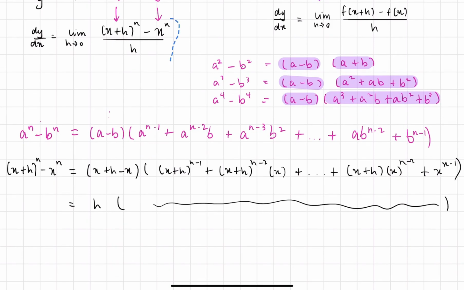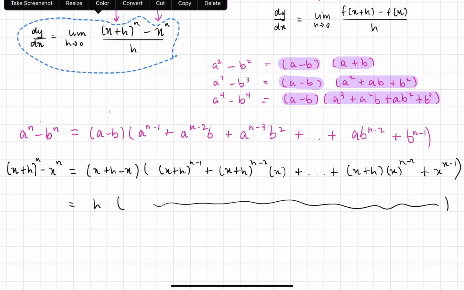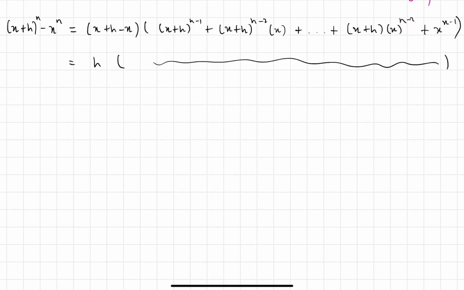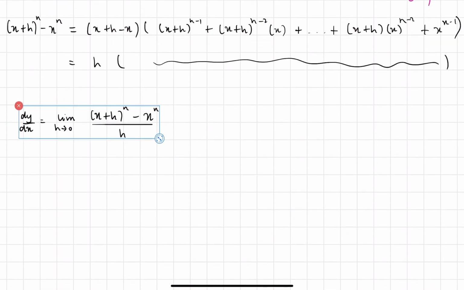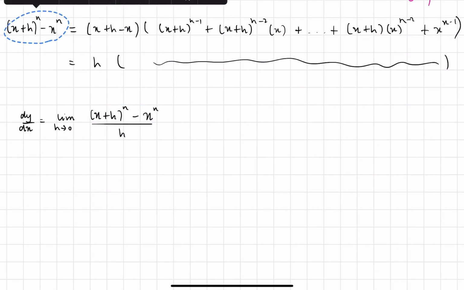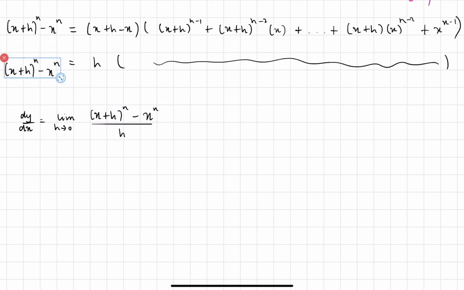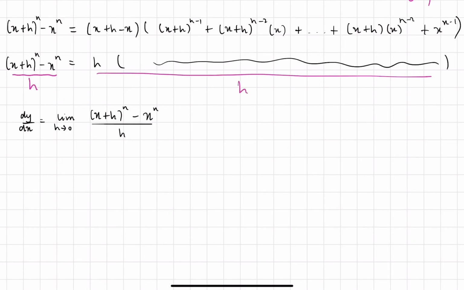So let's just bring our question back. And this one that we just discovered is this. You can see here, if we divide this by h, that's going to be like our question. And over here, if we divide everything by h, these are going to cancel out. Which means dy/dx is equal to the limit of h approaches 0.